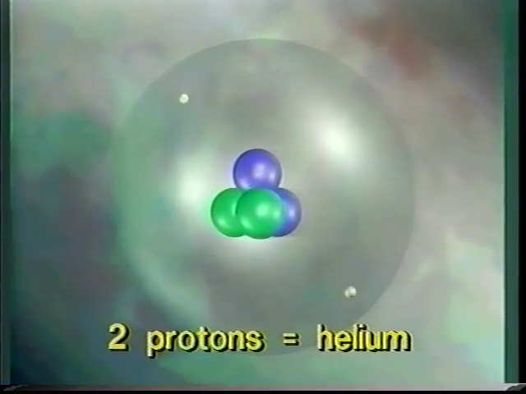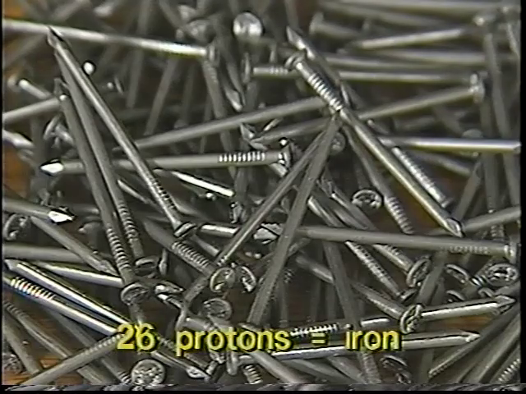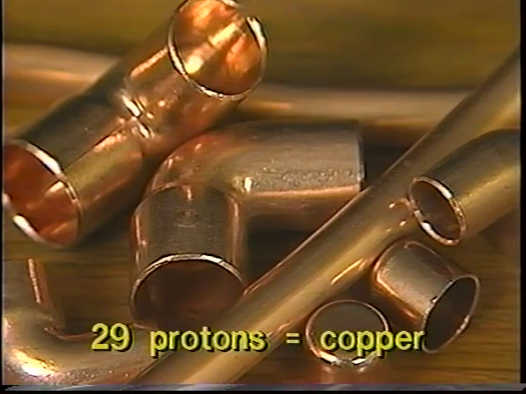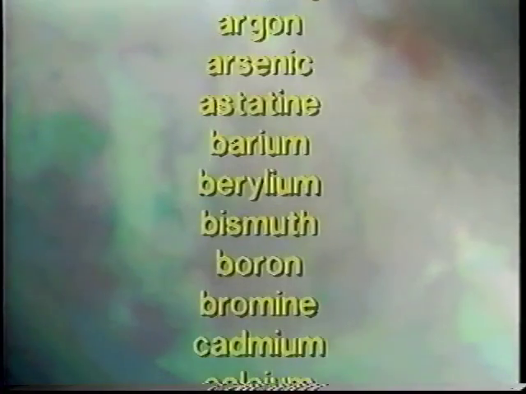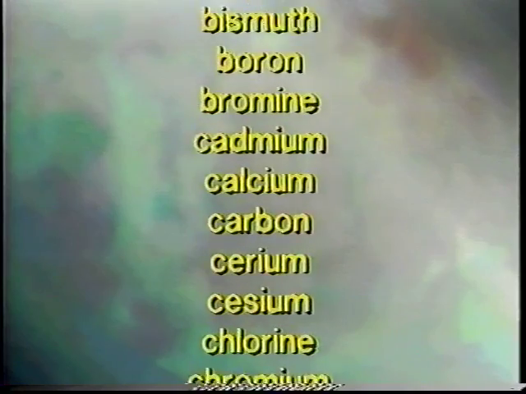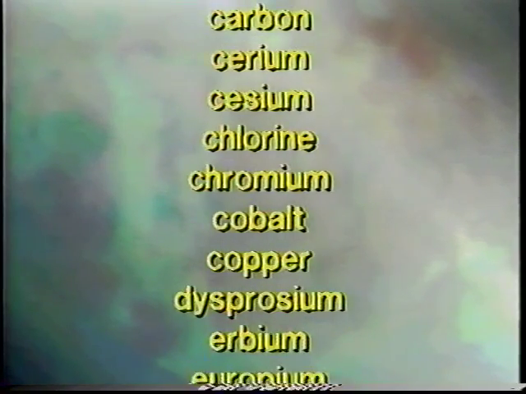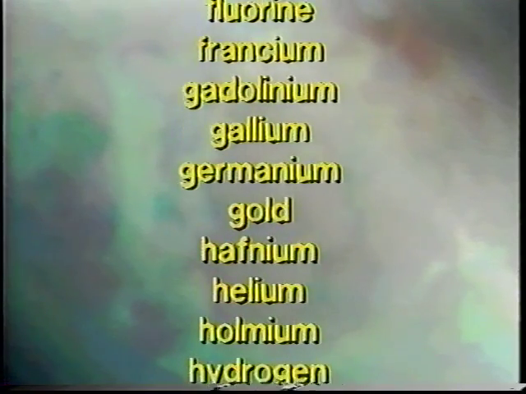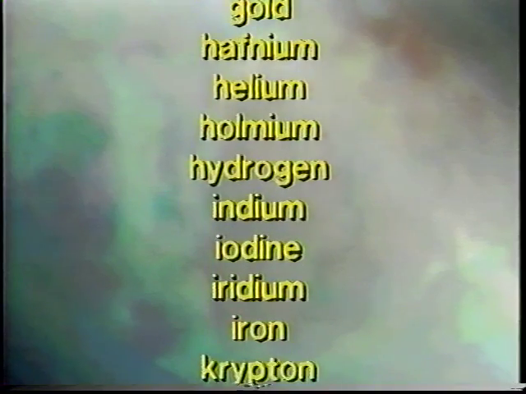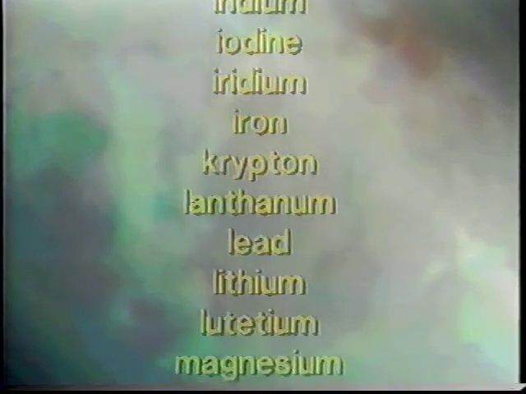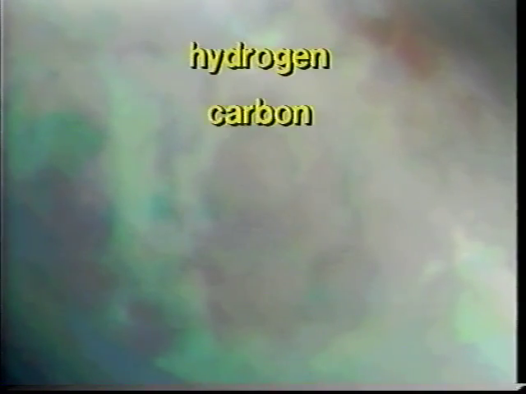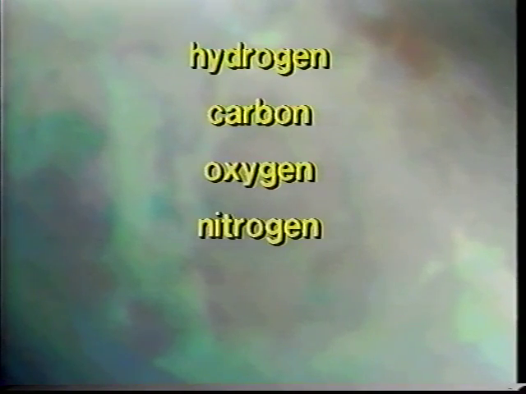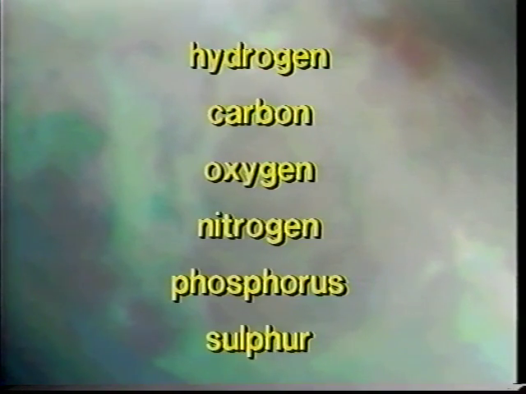Atoms with only 2 protons are helium. Iron atoms have 26 protons. Copper has 29. Altogether, there are 92 different elements that occur naturally. Of these, fewer than 30 are biologically important. 6 are so important that they demand special attention from biologists. They are hydrogen, carbon, oxygen, nitrogen, phosphorus, and sulfur.